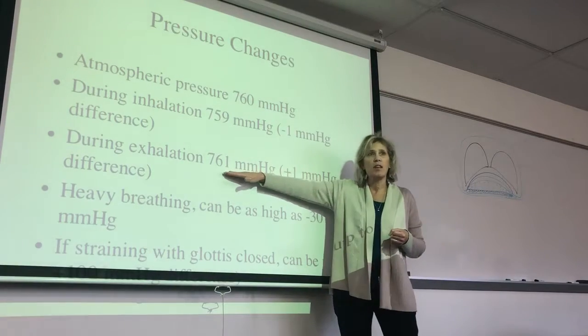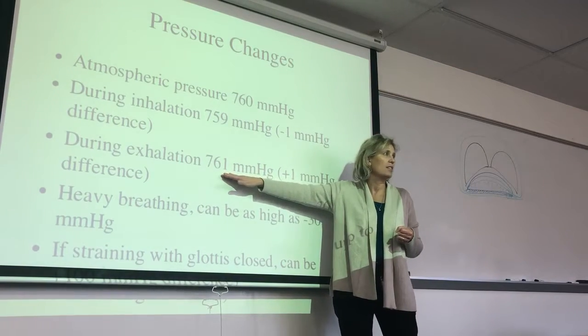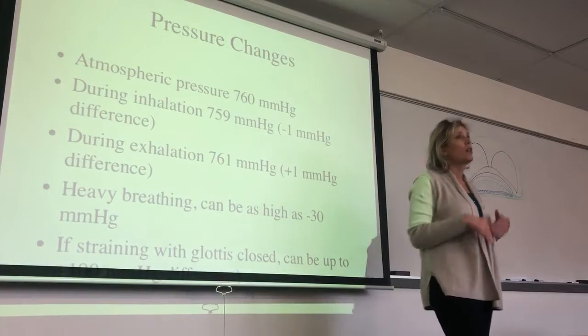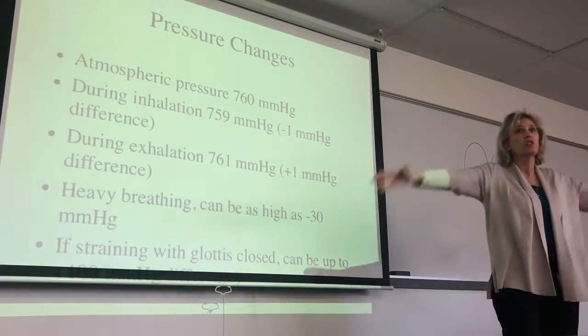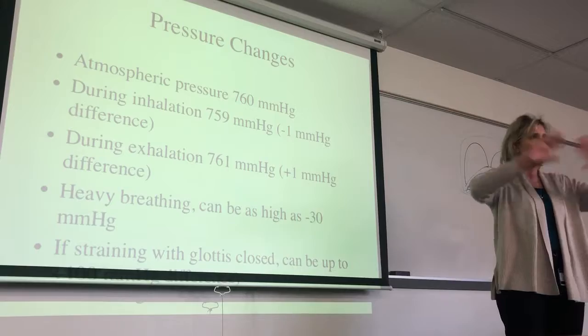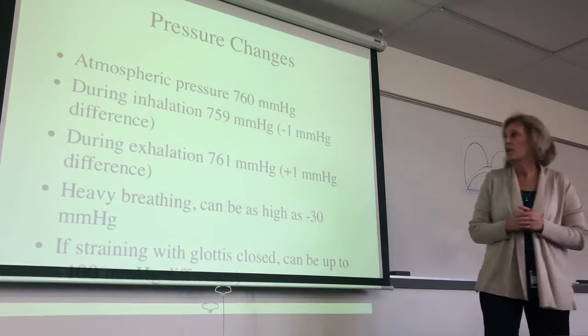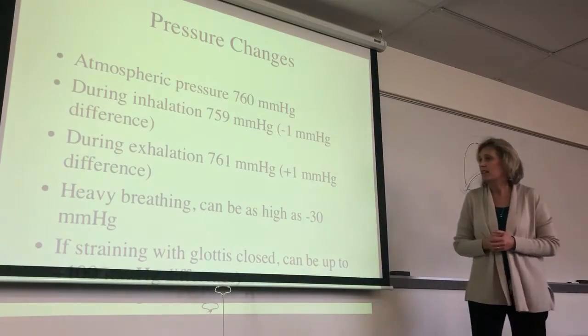Now the pressure inside the thoracic cavity goes up to 761 millimeters of mercury. So now you're going to blow it out, because the atmospheric pressure never changes. At sea level, it's 760 millimeters of mercury, right? So you're bringing air in and breathing it out.